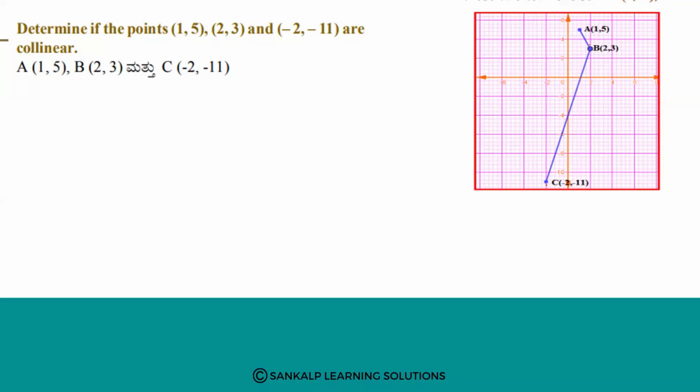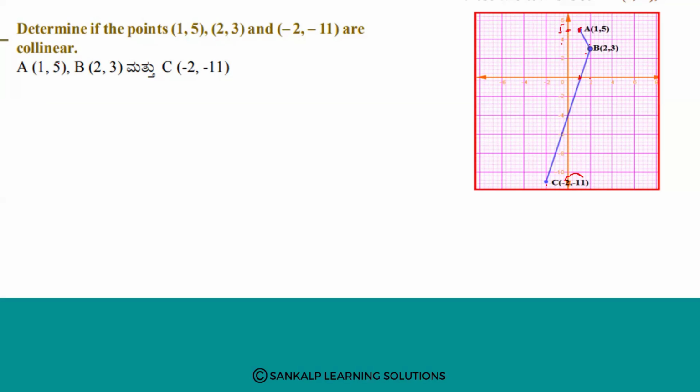A is (1, 5). 1 is here. 5 will come between 6 and 4. This is A (1, 5) and (2, 3) is point B. C is (-2, -11). So minus 11 will come here. That means, whether the following points are collinear or not, we have to find out.